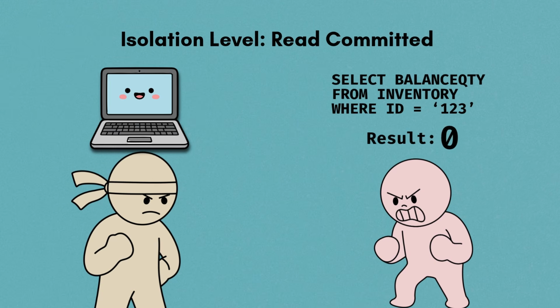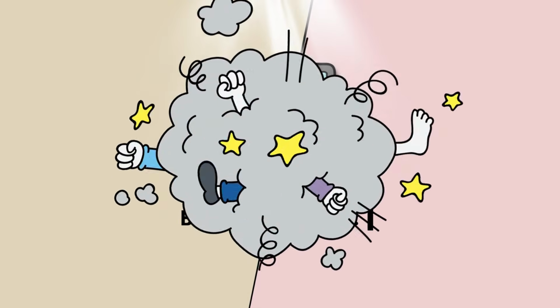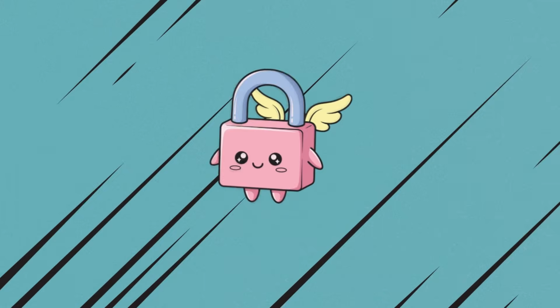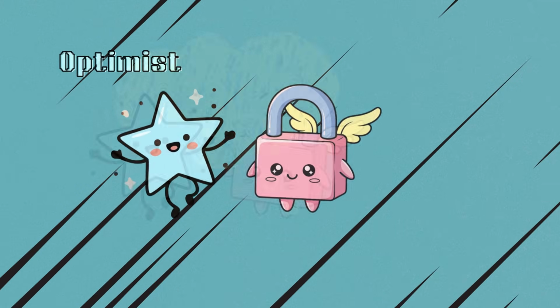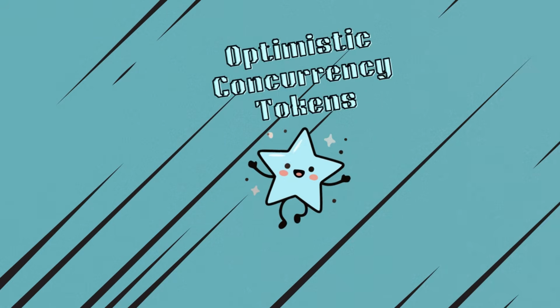it can continue. The laptop example is a simple way to explain isolation, but in real systems, isolation alone doesn't always prevent overselling. We often combine it with other techniques like optimistic concurrency tokens, which is a different topic we can explore in a future video.